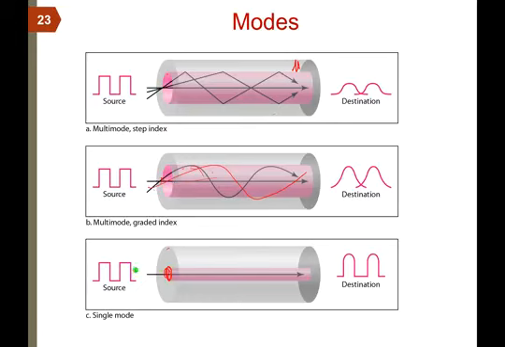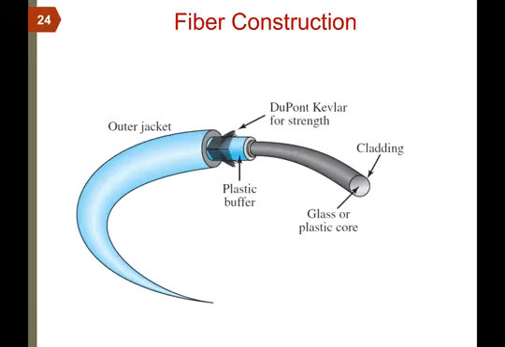Again, we have core and cladding, but in single mode, we have only one beam of light that's not reflected like this. It will travel through the fiber. We'll see the specification later. The construction of the cable is like this.